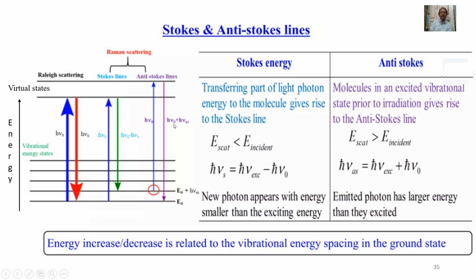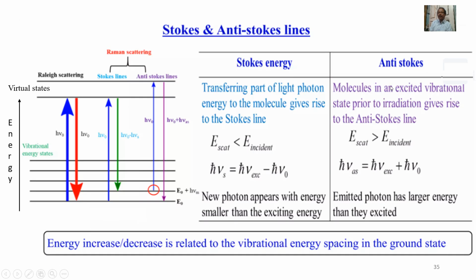So Stokes scattering is nothing but transferring a part of light photon energy to the molecule, which gives rise to the Stokes line. Here, E scattering is less than that of E incident. So h nu S, S stands for Stokes, is equal to h nu excitation minus h nu naught. And here this is h, not h bar, it is h. A new photon appears with energy smaller than the exciting energy.